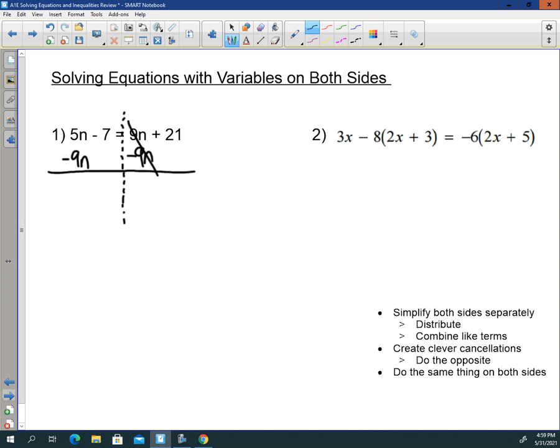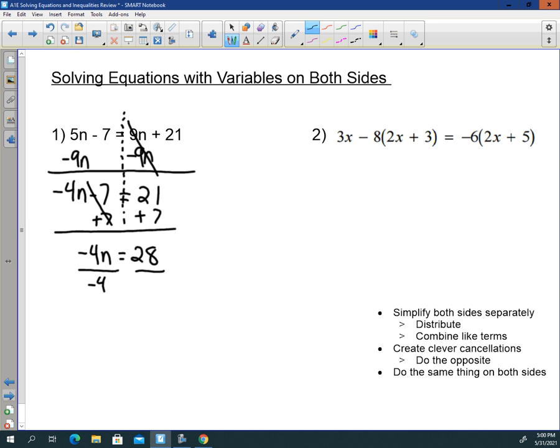Now on this side, I have 5n minus 9n, which is minus 4n. The negative 7 comes down because we haven't combined it with anything. And then we have the 21 left on the right. And now it's a two-step equation. In order to get rid of that negative 7, I'm going to add 7 to both sides. And these cancel. I have negative 4n equals 21 plus 7, which is 28. And then dividing both sides by negative 4 gives me n equals 28 divided by 4.